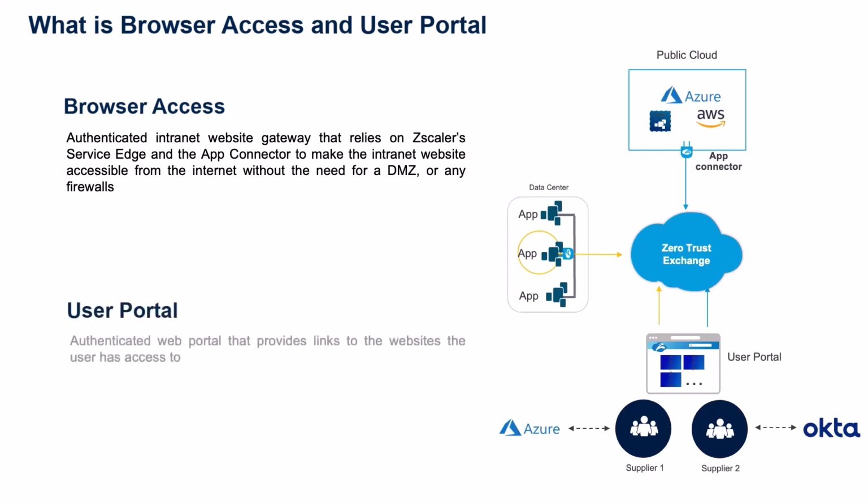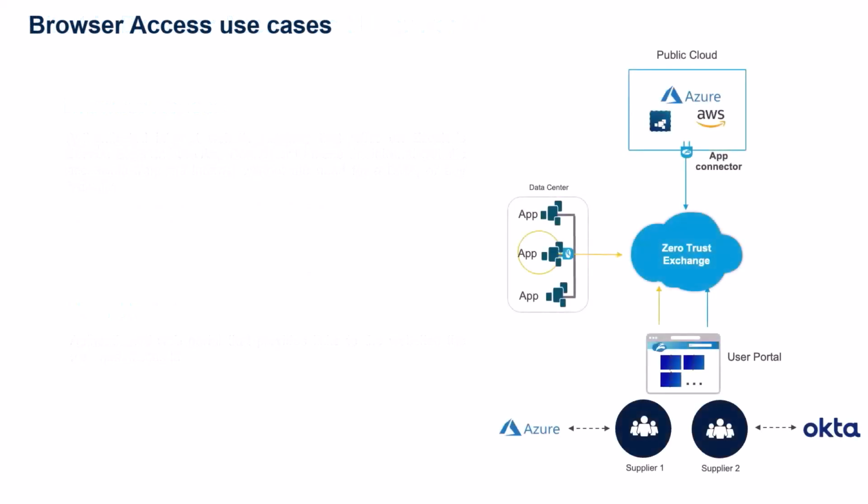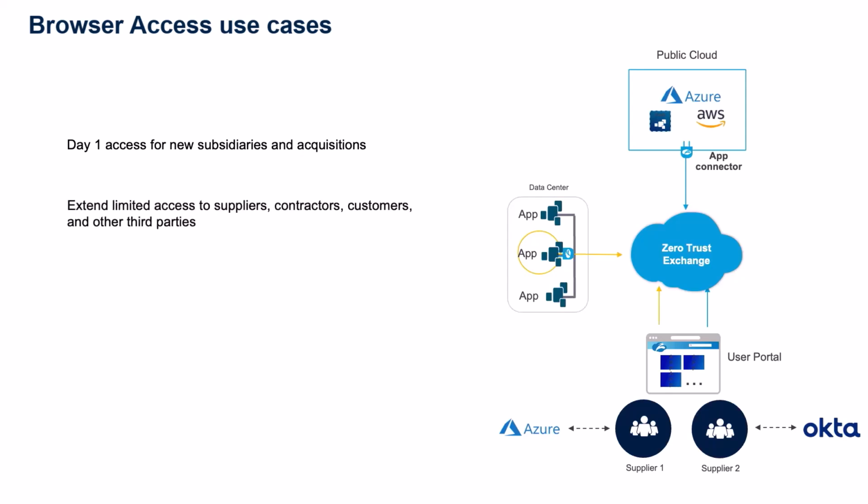A user portal provides a graphical view within the browser of those browser-based access applications that the user has access to. So use cases mean that we can immediately provide day one access for subsidiaries, acquisitions, or partners to access applications. We can provide limited access to suppliers, contractors, customers, and other third parties through this mechanism, again, without the need for them to install client connector software.